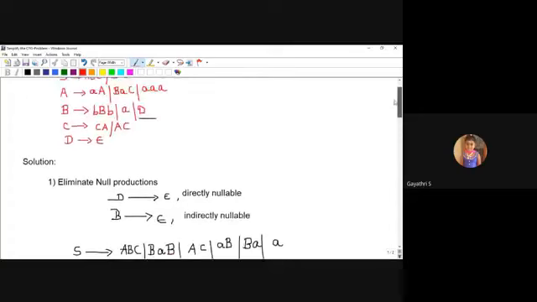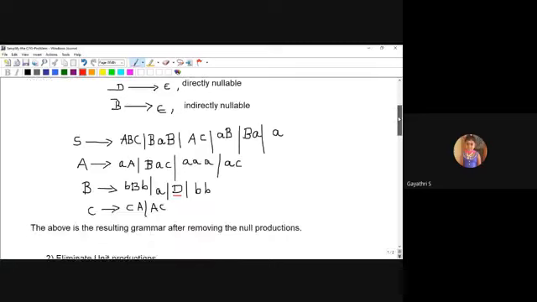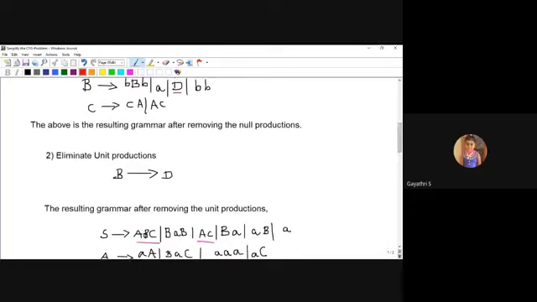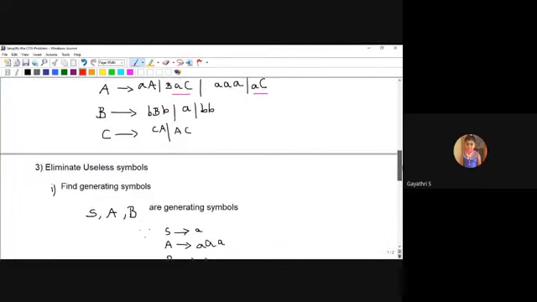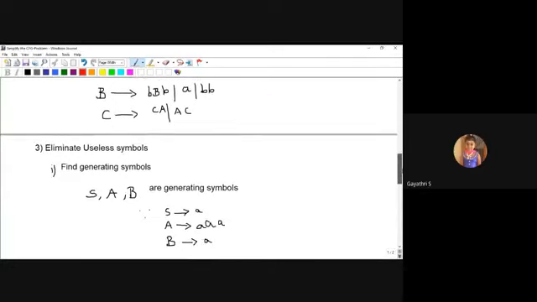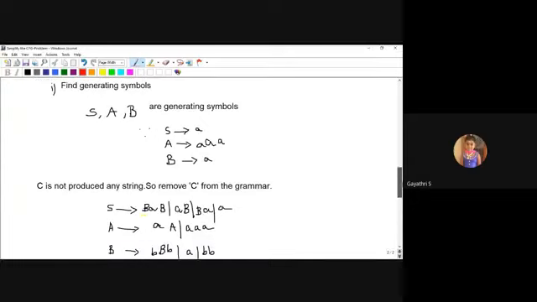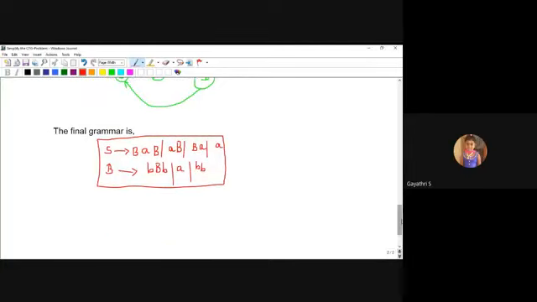So first eliminate null productions: what are all the directly nullable and indirectly nullable symbols, and how to remove null. Then how to identify unit productions, this is the form of a unit production, and how to remove them. Then how to remove useless symbols. First identify the generating symbols. If any non-terminal does not generate any terminal, remove it. Then find the reachable symbols. So this is the final grammar, and this is almost over.